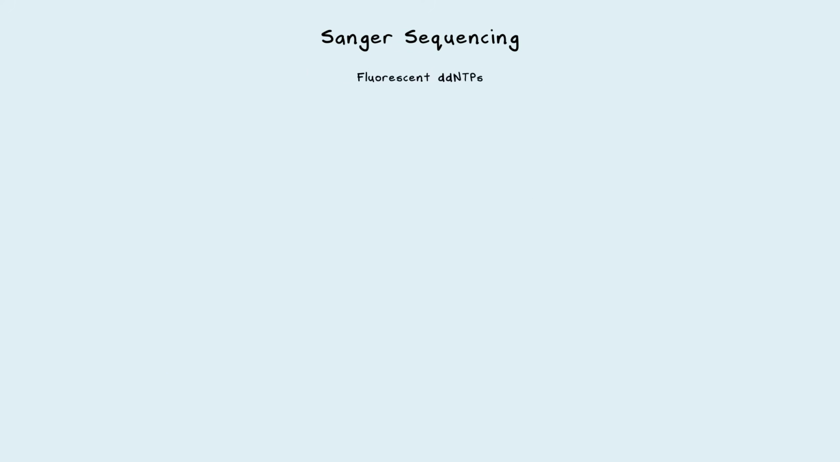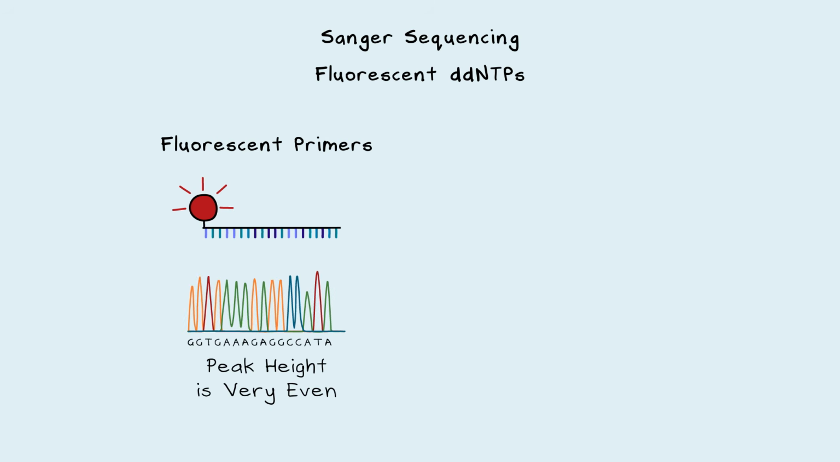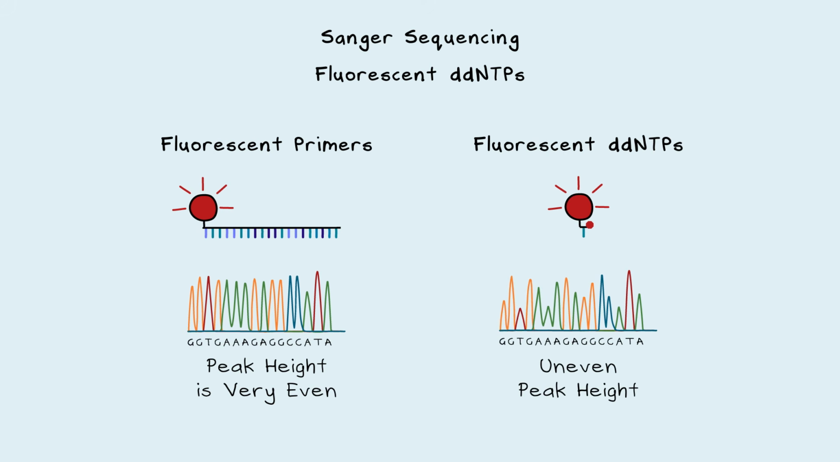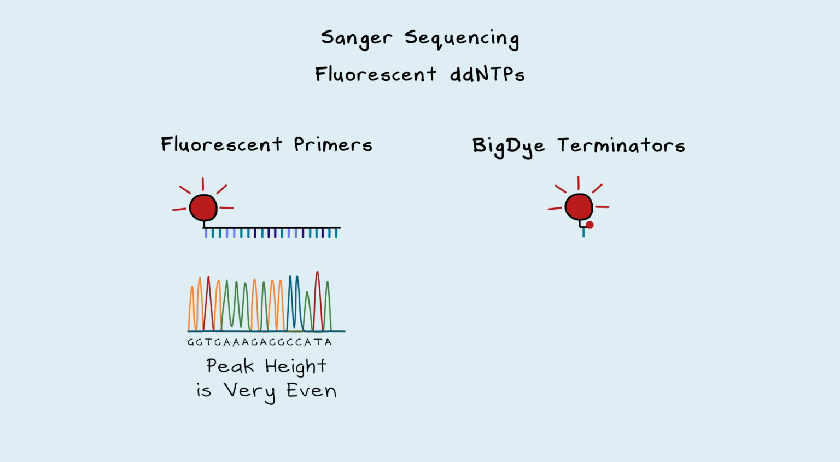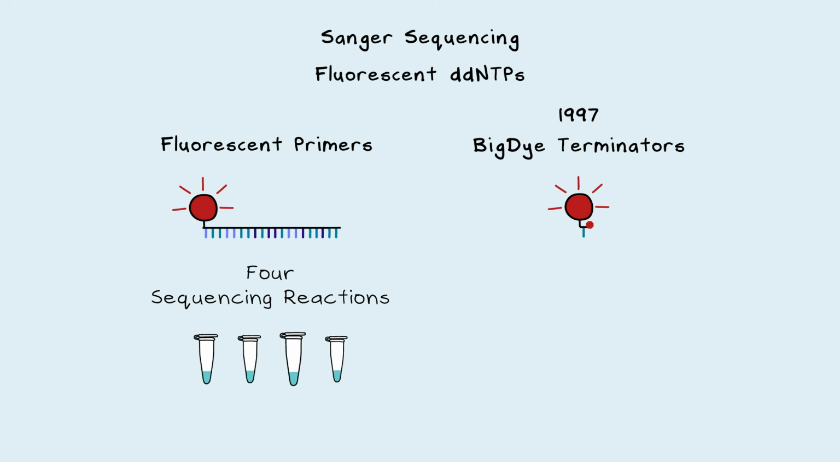While fluorescent dNTPs were available, sequencing was still performed with fluorescent primers. This was because the peak heights were very even with fluorescent primers. Labeled ddNTPs couldn't achieve this even peak height, not until the introduction of BigDye terminators in 1997. With fluorescent primers, 4 reactions are needed. But with fluorescent ddNTPs, the sequencing reactions can all be in the same tube.